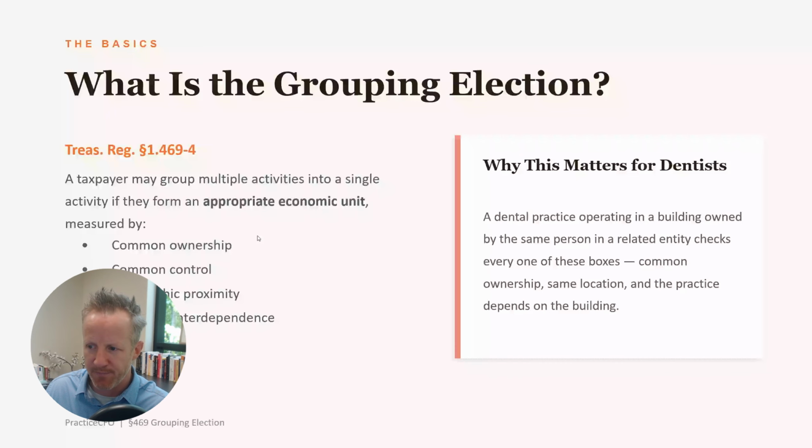There's common ownership, there's common control, there's geographic proximity. They're the same thing, essentially. The practice is in the building. And there's economic interdependence. Those are the four rules in the IRS tax code. And so a dentist who owns their building and operates in their building and is the only tenant satisfies every single one of those. Very easy, slam dunk, not even an audit risk.